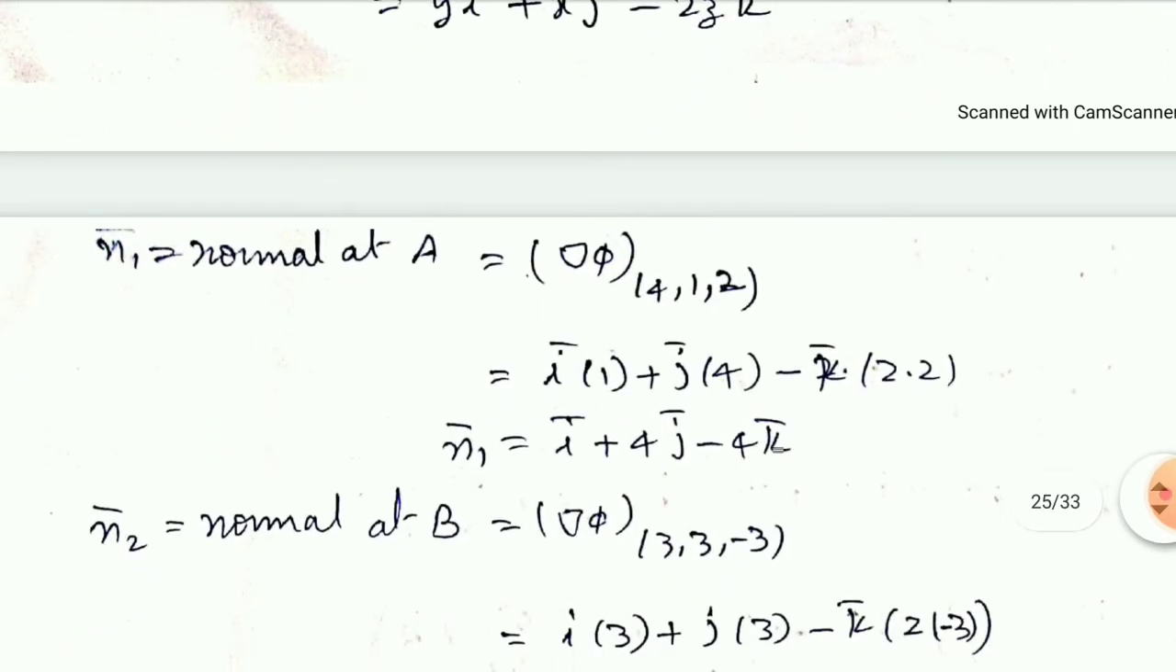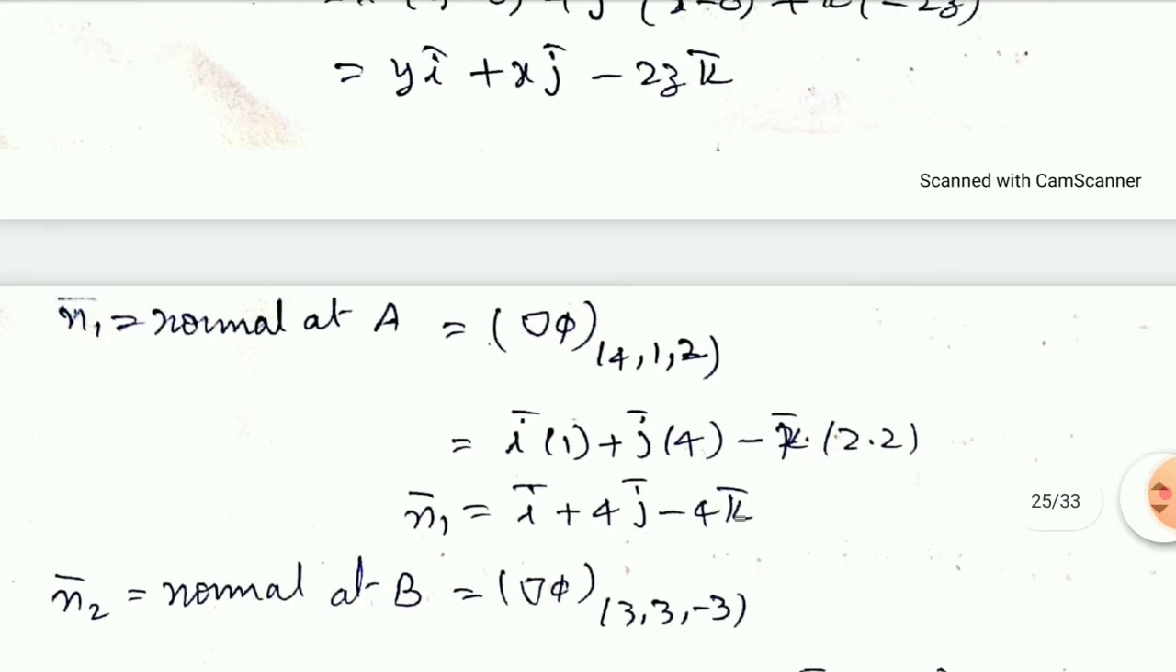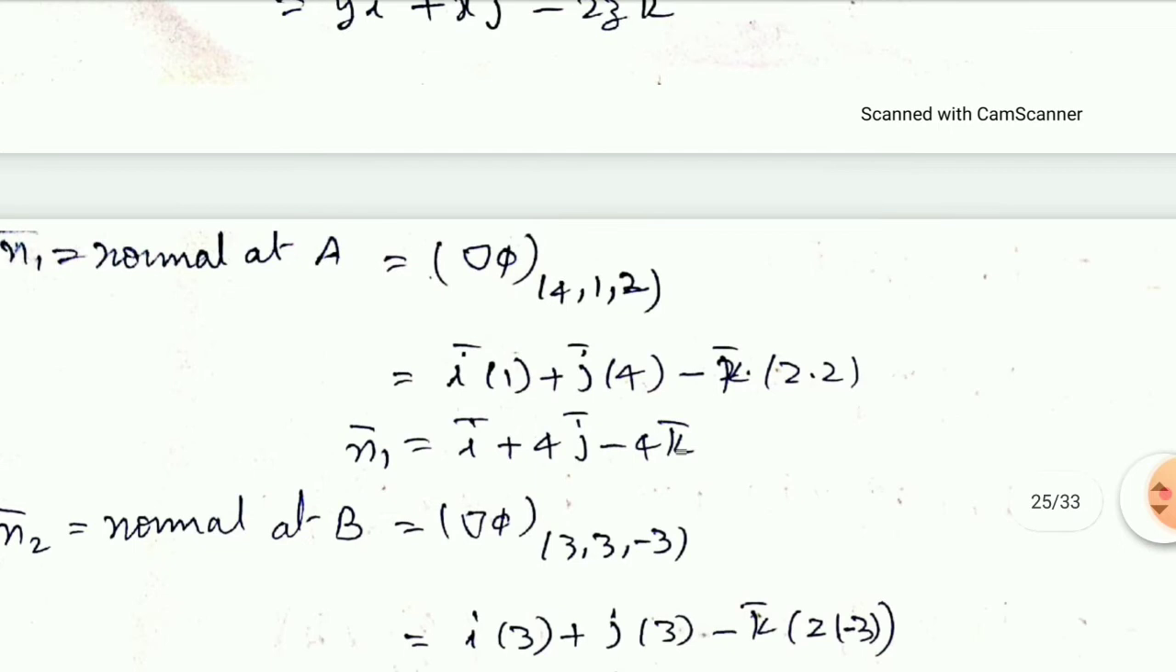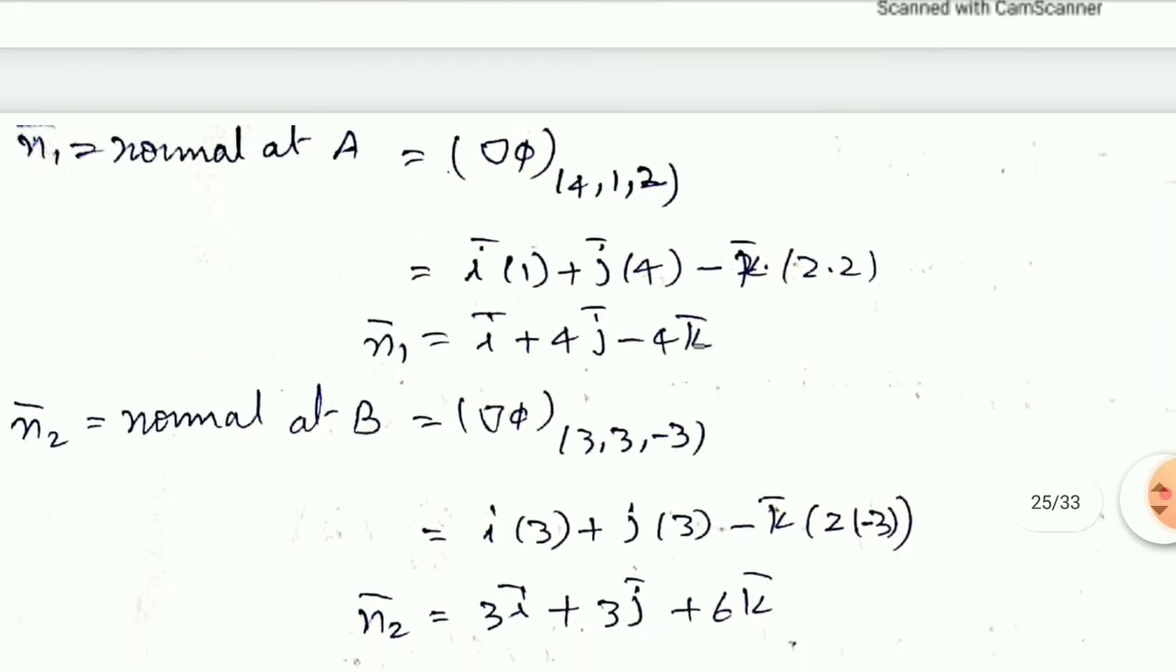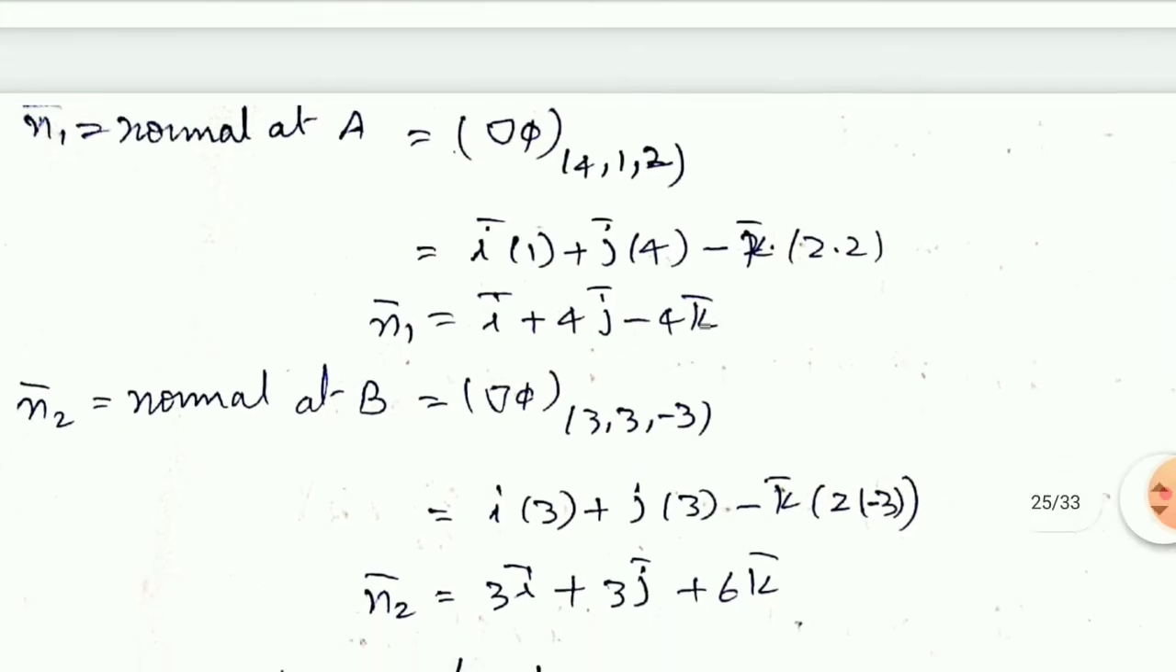Now I am supposing the first normal, that point A I am substituting in your given gradient. So A point is 4, 1, 2. On substituting you will get the first normal vector as i plus 4j minus 4k. It is the first vector we have calculated.